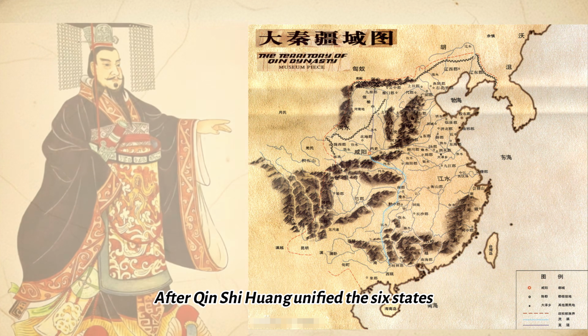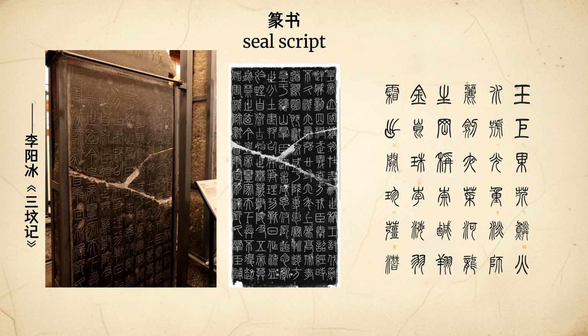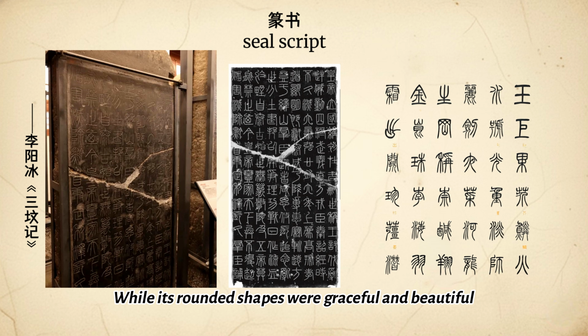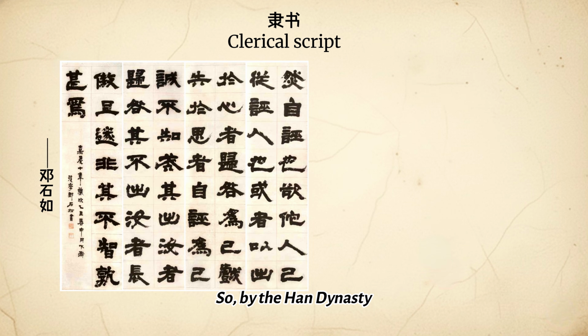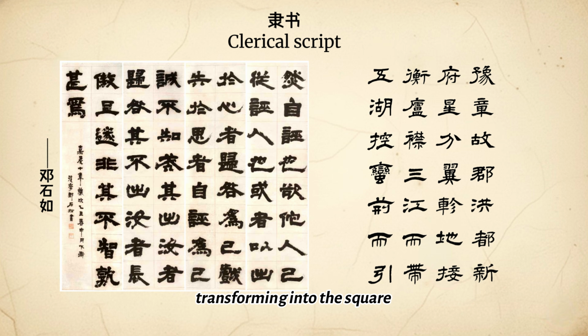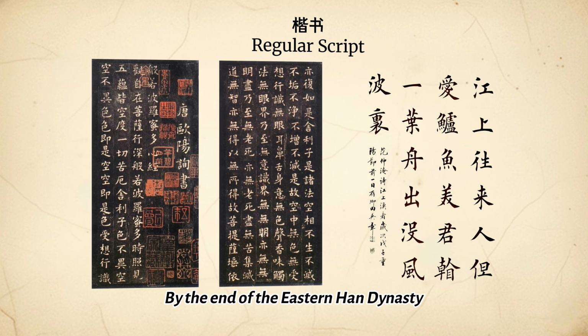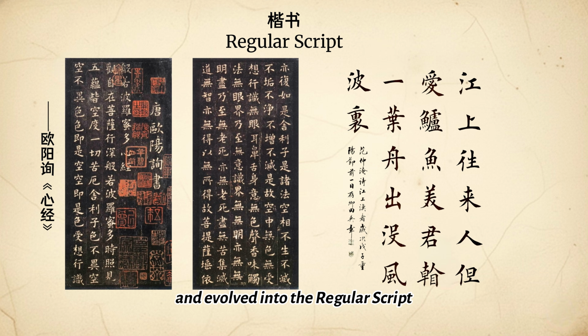After Qin Shi Huang unified the 6 states, he implemented the small seal script. While its rounded shapes were graceful and beautiful, it was simply too slow to write. So, by the Han Dynasty, for the sake of convenience, those rounded curves were straightened out, transforming into a square and upright clerical script.